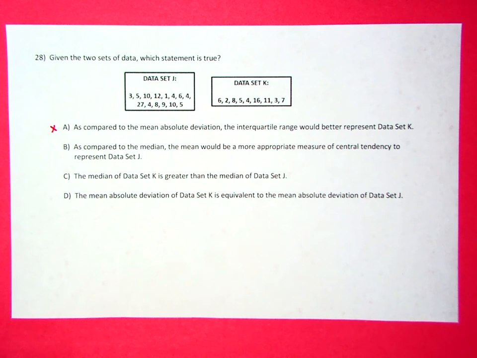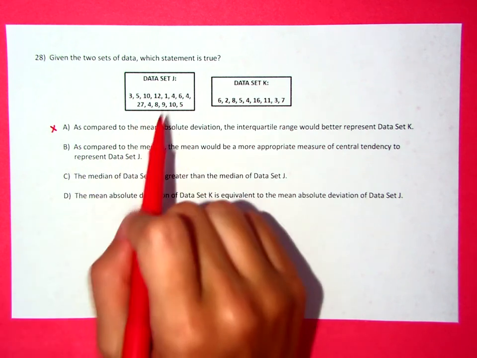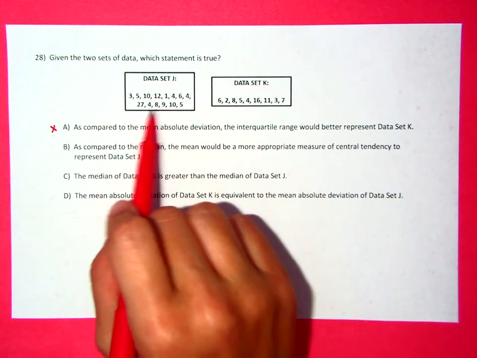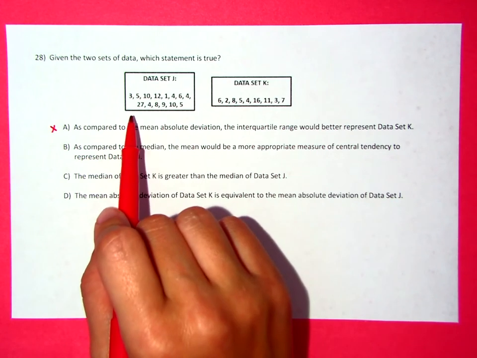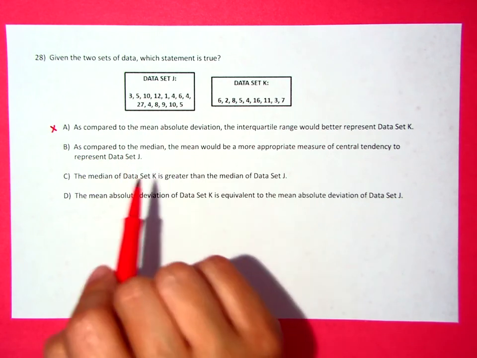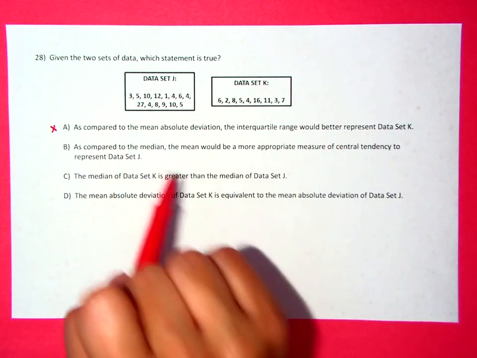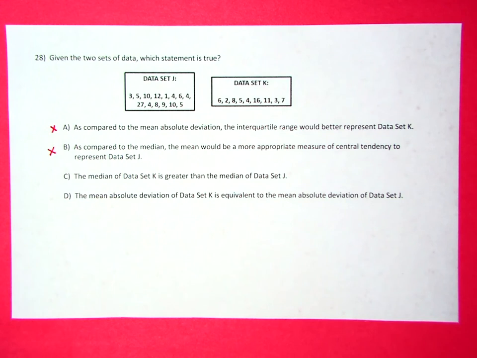Here we go. On B it says, as compared to the median, the mean would be a more appropriate measure of central tendency to use with data set J. Well, let's look at the numbers in data set J. We've got a 1, a 3, 4, 4, 5, 5, 8, 9, 10, 12, and then we have this random number, 27. That's pretty far out there. That's more like an outlier. So if we've got an outlier, it's better to use a median than a mean, but it's suggesting we should be doing the reverse. Probably, again, not our best answer.